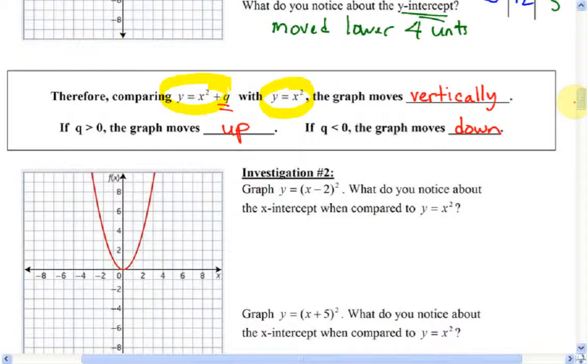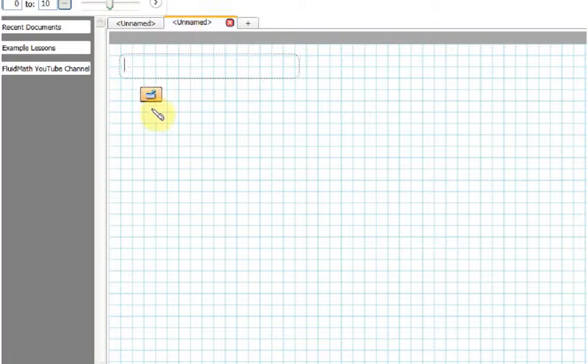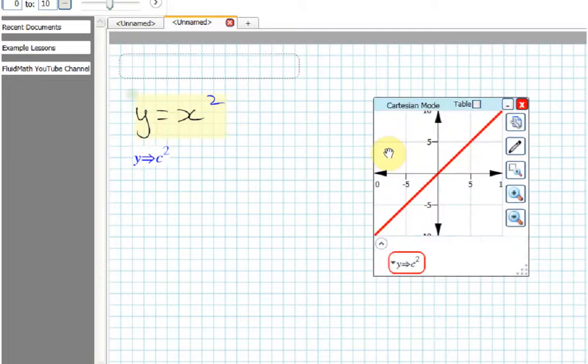I don't need you to make an actual table of values. But I'm going to ask you to take a look at this first one, y equals x squared minus 2. And right now, I'm going to ask you to predict what you think is going to happen to the x-intercept for this graph. So I want you to think about that in your head. And I'm now going to actually show this to you with this program as well. So let me create a new one. We're going to start with our original y equals x squared.